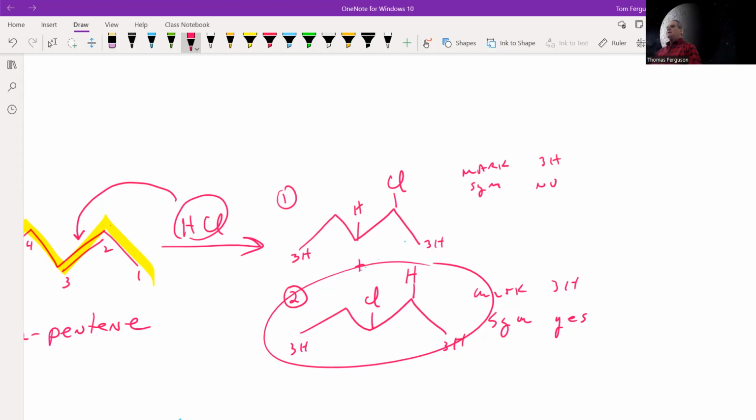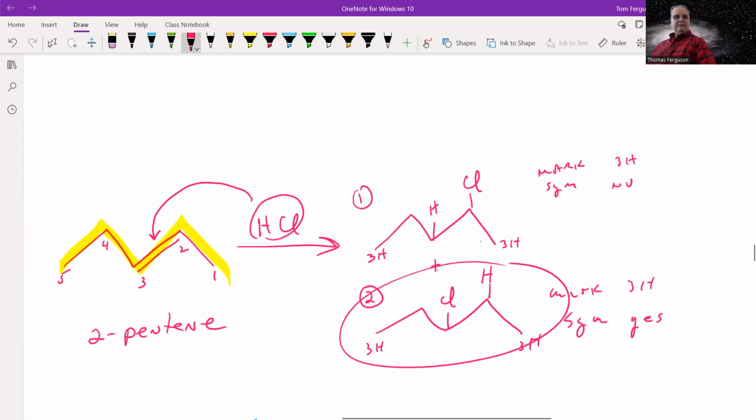So symmetry loses out on the top. Symmetry wins in the bottom. Markovnikov is a push on both of them. Now we've named the reactants, we've named the conditions, HCl. Now we need to name the products.